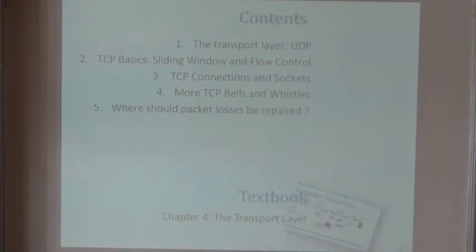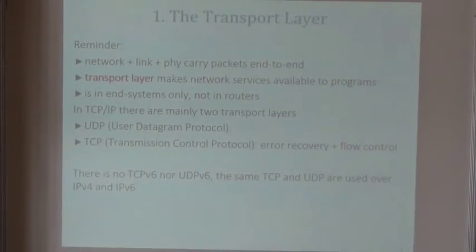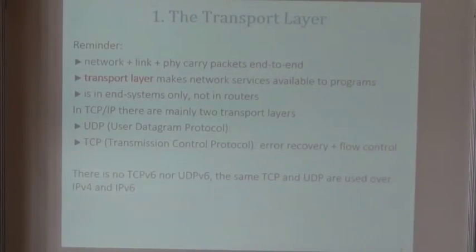We have seen already what is the goal of the transport layer. The goal of the transport layer is to make the network services available to programmers. And in principle, as usual in TCP-IP, it's only in principle, it exists only in the end systems. And we have seen that there are two flavors, UDP and TCP.